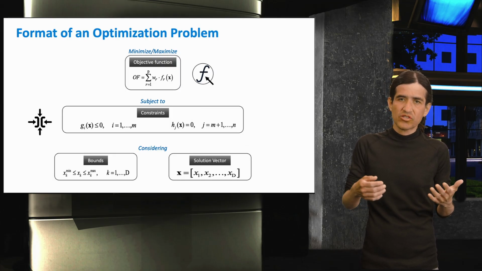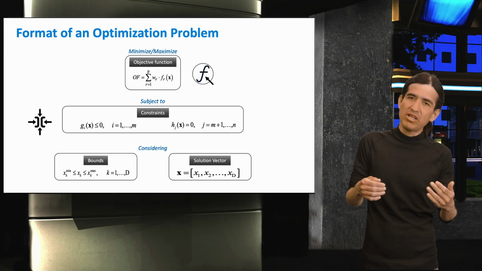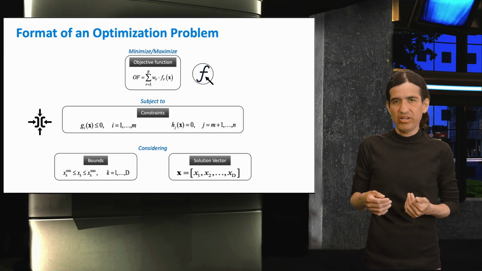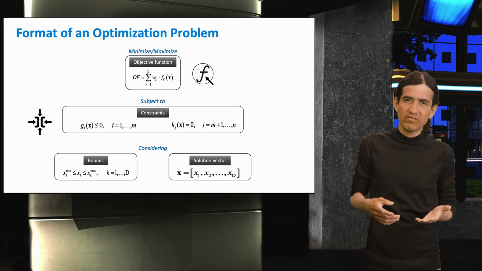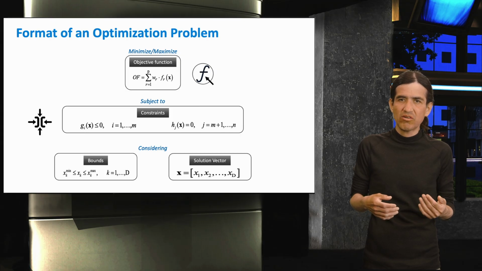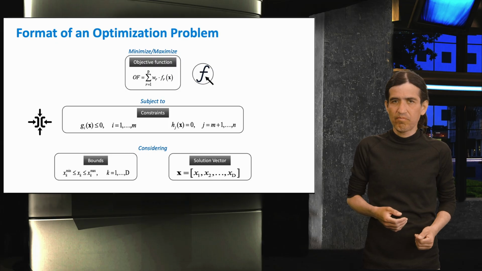There are two types of such limits: inequality constraints and equality constraints. An example of an inequality constraint was just given, that of a thermal limit. That means that a certain variable in your calculations needs to be less than or equal to a certain value.